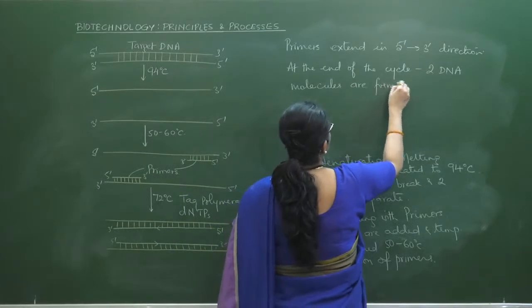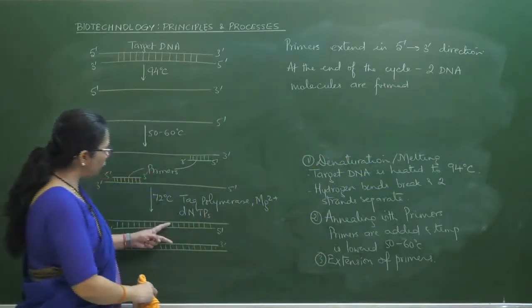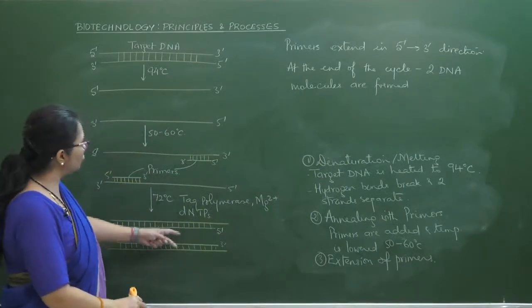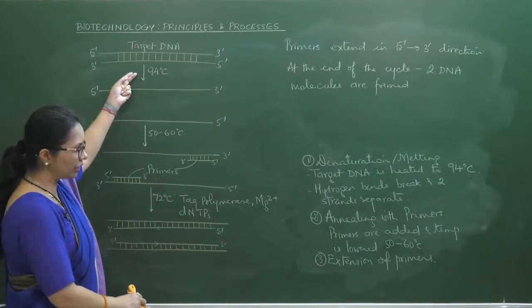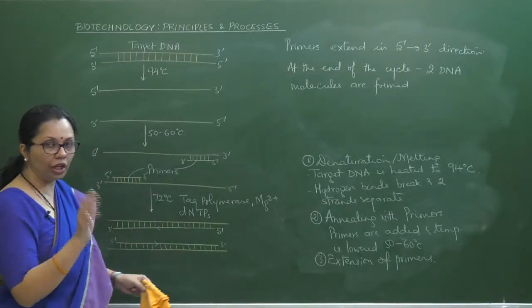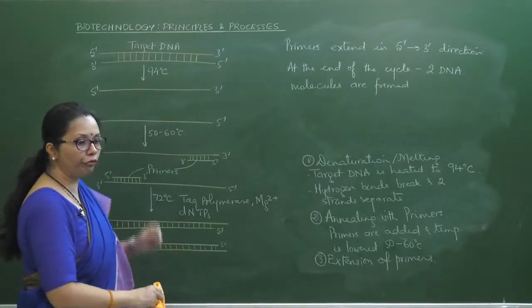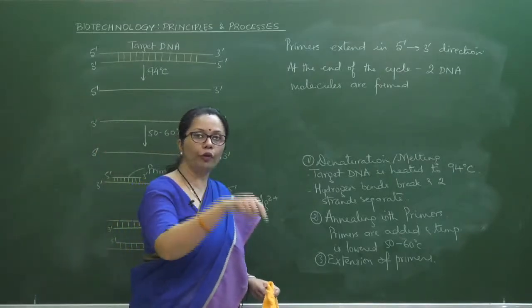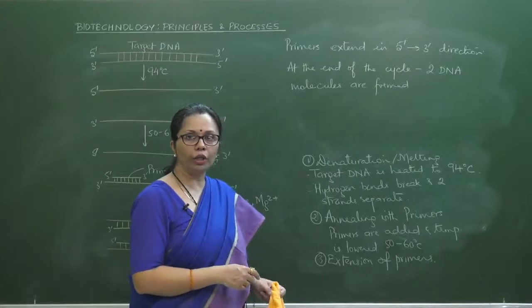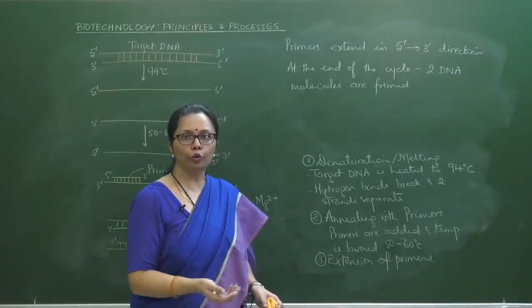Once the 2 molecules are formed, the cycle is repeated. When this goes for the first step, that is denaturation, we will now have 4 templates. Here there were only 2 templates, now there are going to be 4 templates, and all those 4 templates will undergo replication. So at the end of the second cycle we will have 4 molecules of DNA.